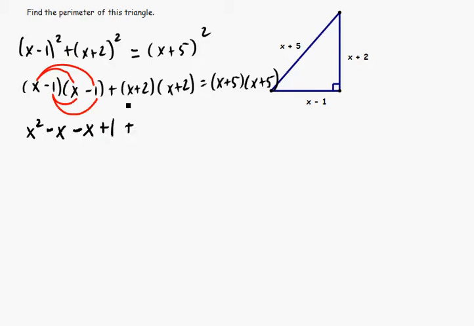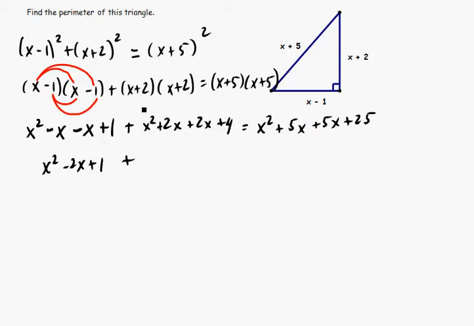So if we do the same process for these two binomials and these two binomials, we get x squared plus 2x plus another 2x plus 4 equals x squared plus 5x plus another 5x plus 25. Now, you might notice that if you simplify just these terms here, we get x squared minus 2x plus 1. If we simplify these terms, we get x squared plus 4x plus 4. And if we simplify these terms, we get x squared plus 10x plus 25.